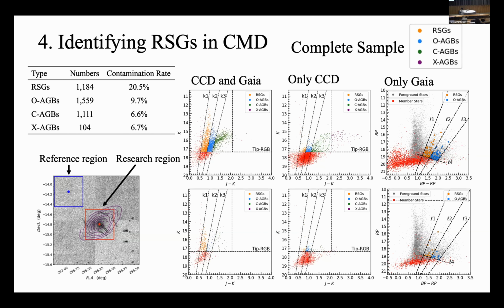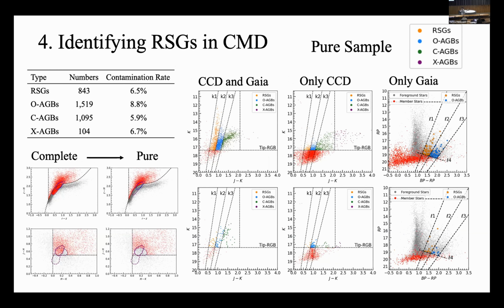The lower row figures present the corresponding potential contamination in each CCD. They are obtained by performing the same procedure in the reference region, as shown by the blue rectangle, and it provides us a contamination rate of our RSGs of about 20.5%. We also provide a pure sample of the RSGs.